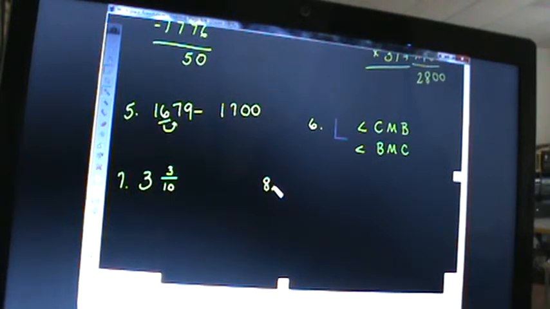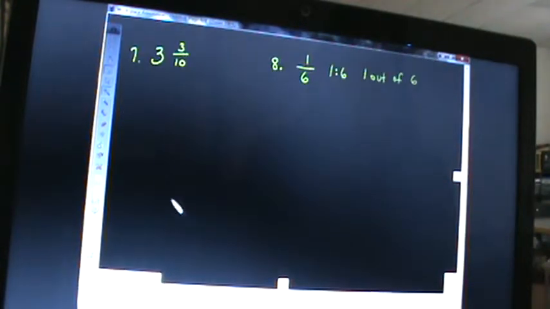Number 8. If a number cube is rolled once, what is the probability of rolling a 2? Okay, remember that a number cube has 6 sides. So it would be something out of 6. The probability of rolling a 2 is 1 out of 6. 1/6, or we can say 1 out of 6, or 1 in 6. Those are the 3 possibilities of how we can write it.